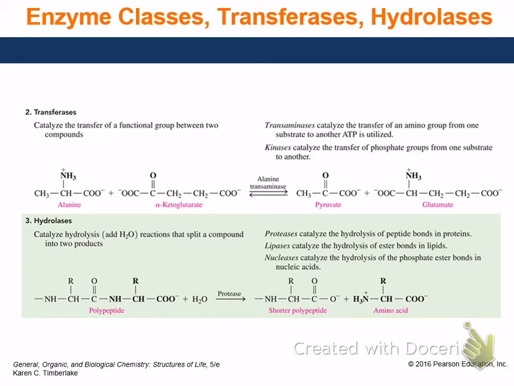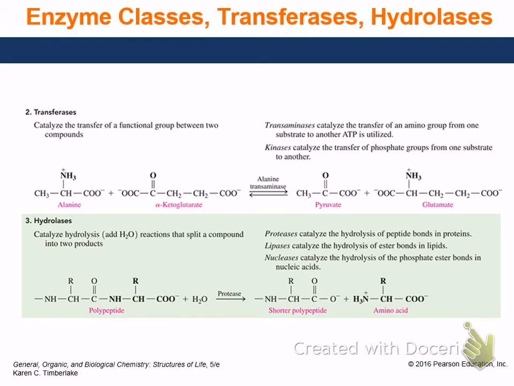So that's a transferase. It assists in moving a functional group. And just as some examples, I don't know that you need to know all these types of examples. A transaminase transfers the amino group from one substrate to another, and it uses energy to do that, ATP. We haven't covered that yet, so I don't need to know too much about that yet. Kinases transfer phosphate groups from one substrate to another. So if you have ATP and ADP and all those things that you learn about in biology.